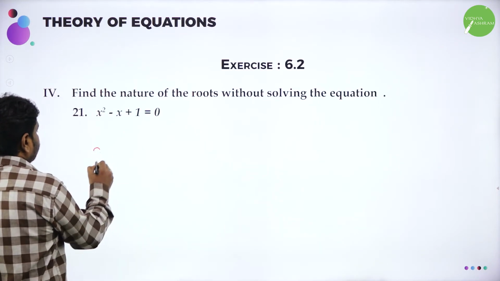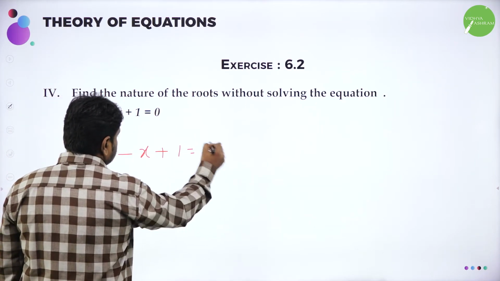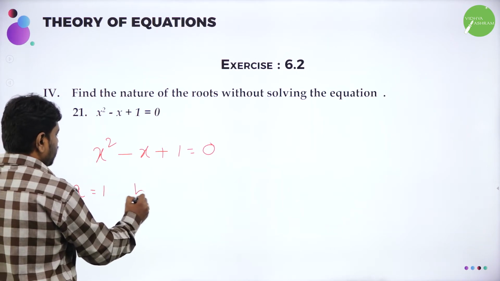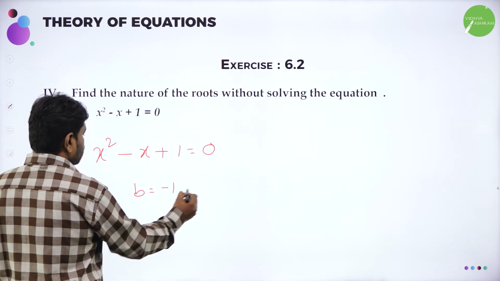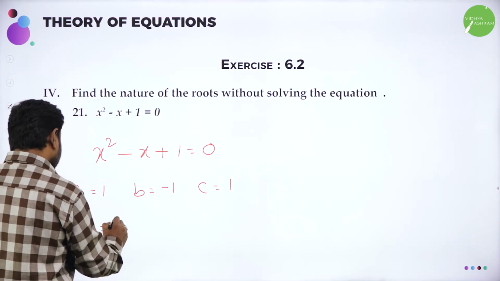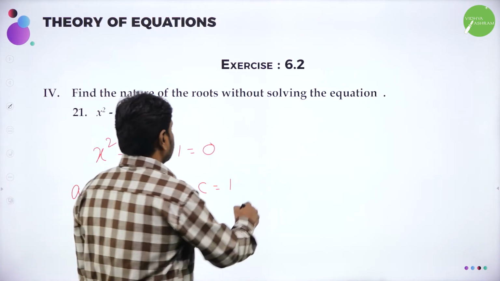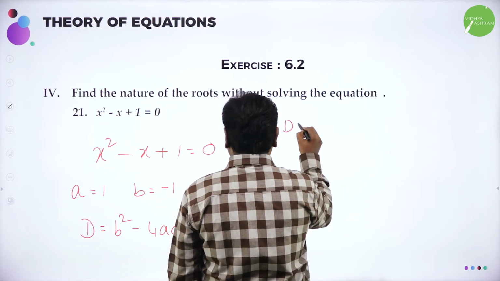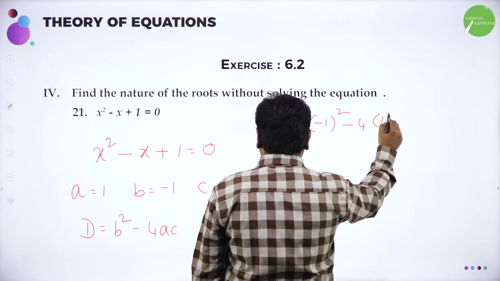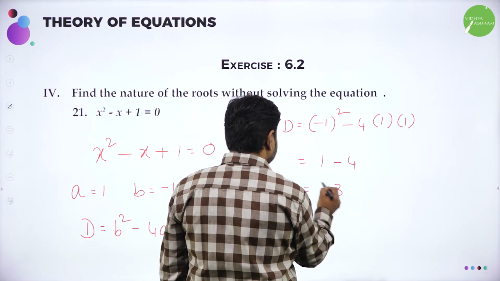Then x square minus x plus 1 equal to 0. Here a is 1, the coefficient of x square. B is minus 1. C is 1. So now the discriminant formula. What is D? B square minus 4ac. Substitute in the formula. So D is equal to minus 1 the whole square minus 4ac, 4 into 1 into 1. So 1 minus 4. 1 minus 4 is minus 3.